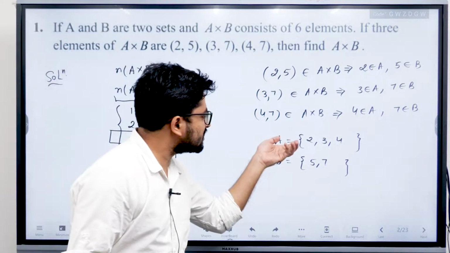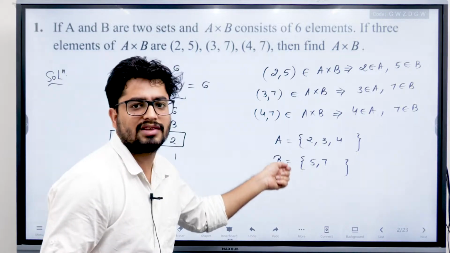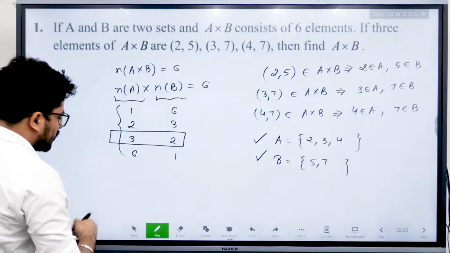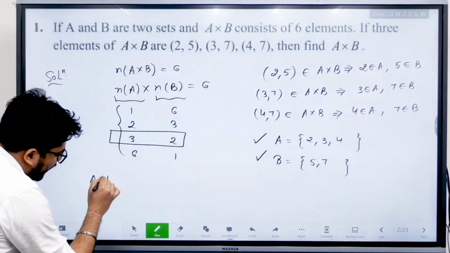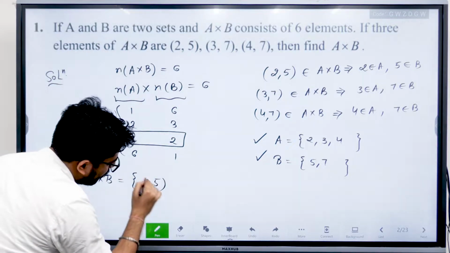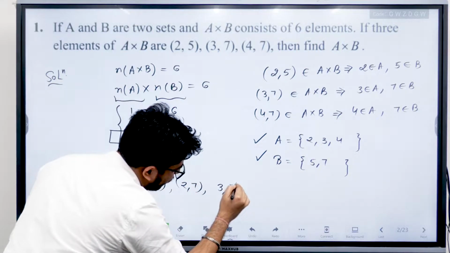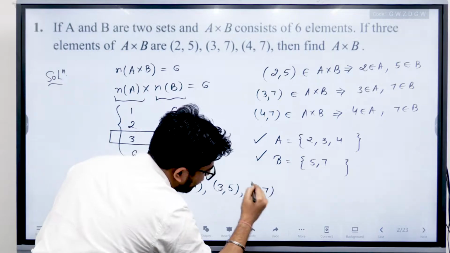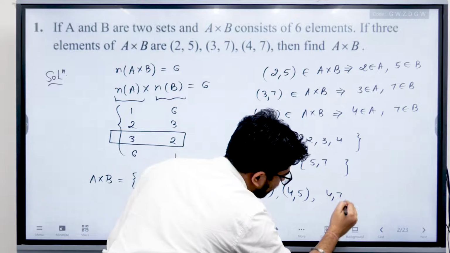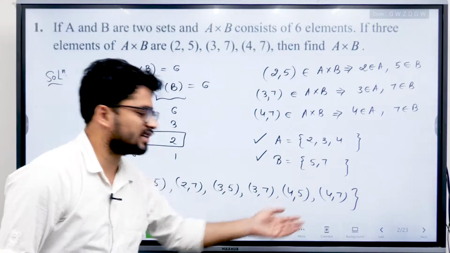So these are my sets, A and B. Now the cardinality of A cross B is 3 times 2, which is 6. So yes, this is my set A and this is my set B. Now we can find A cross B: A cross B is (2, 5), (2, 7), (3, 5), (3, 7), (4, 5) and (4, 7). So these are the elements of your A cross B, and these are 6 elements.